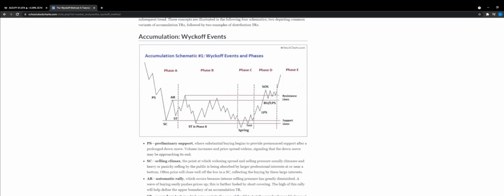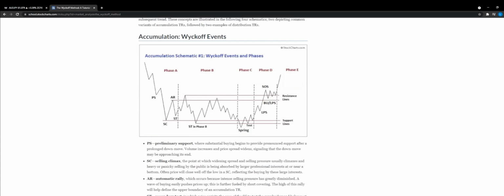Then moving on to phase D. Phase D represents the transition between the cause and effect. It stands between the accumulation zone, so phase C, and the breakout of the trading range, so phase E. So it's just in between those two. Typically, phase D shows a significant increase in trading volume and volatility, and it usually has a last point of support, the LPS, as you can see, making a higher low before the market continues higher.